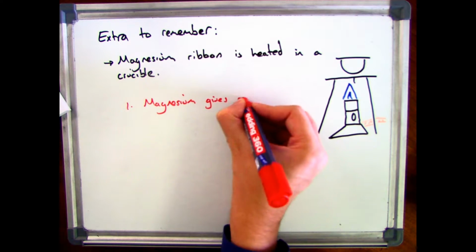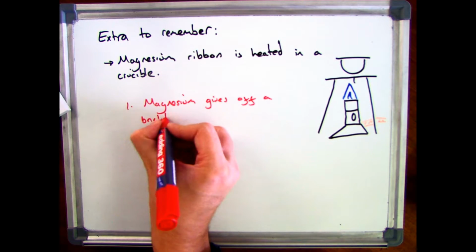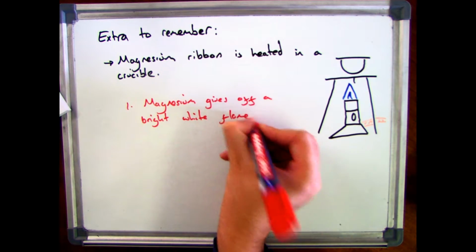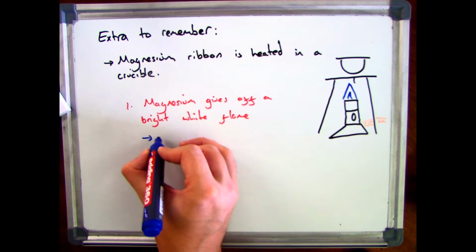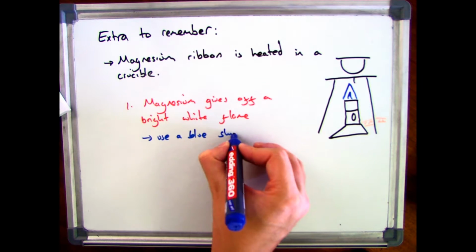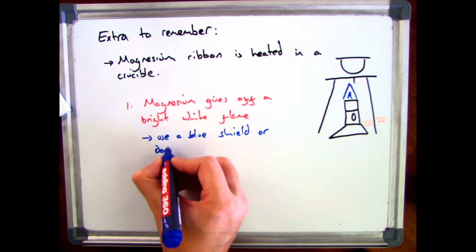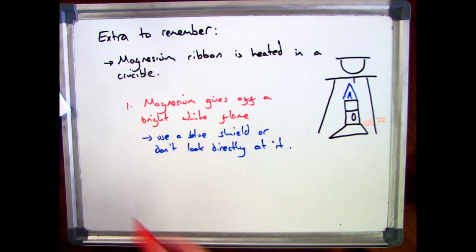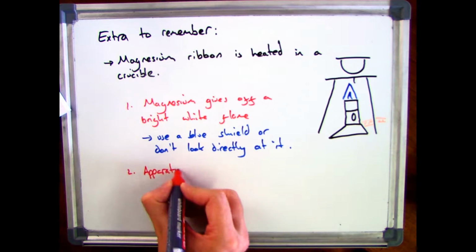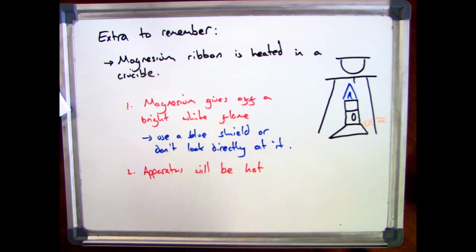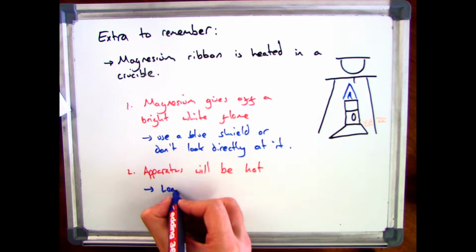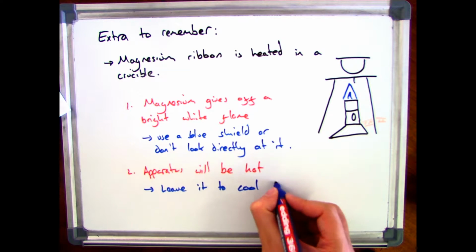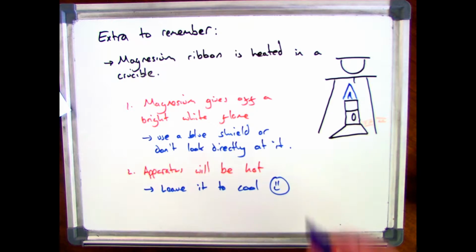So for example, if you're heating magnesium ribbon in a crucible, the key thing to remember is that magnesium itself gives off a bright white flame when it's set on fire. So to keep yourself safe, you can use one of those blue shields and make sure that you're not looking directly at the flame. The second thing with this is that the apparatus is going to be hot. Hot things are obviously hot, therefore make sure you leave it until it cools down. You could also use heat resistant gloves.